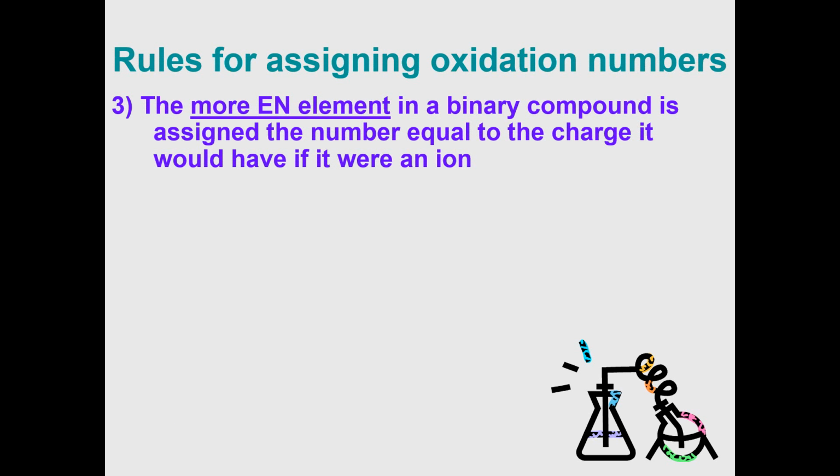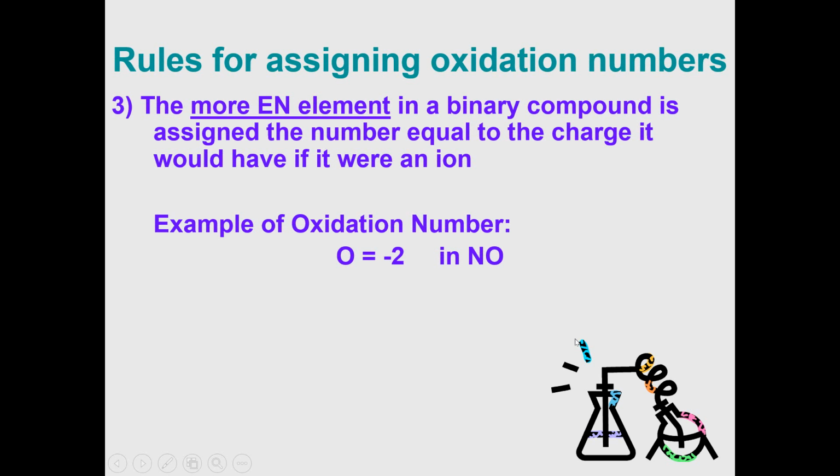Rule number 3, the more electronegative element in a binary compound, binary meaning a compound with 2 elements only, is assigned the number equal to the charge it would have if it were an ion. I think it's easier to understand that statement through an example. So if I have a binary compound like this, 2 elements, NO, this is not necessarily an ionic compound, it can be a molecular compound also. We look at the more electronegative element, which really means the element on the right side, and then that element attains the oxidation number that matches its charge.